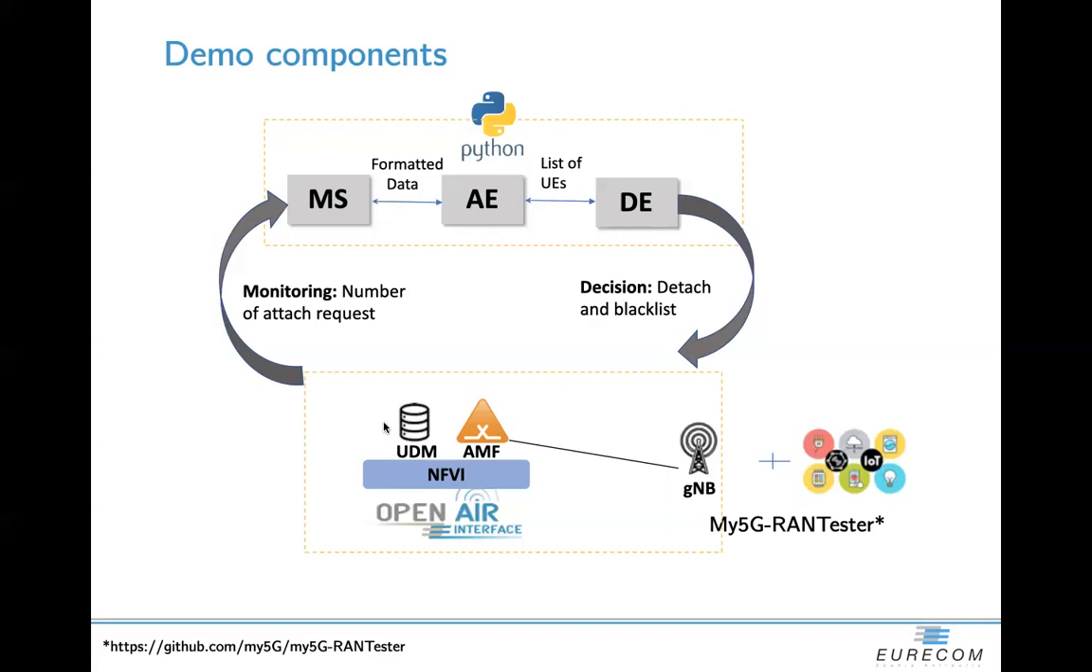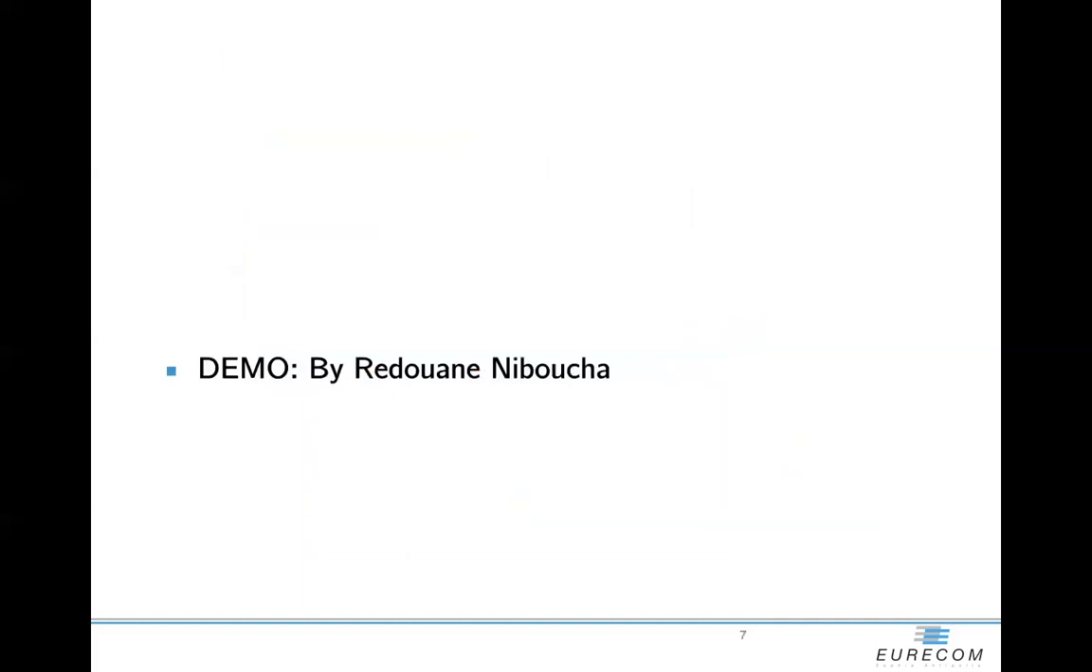The AMF then sends the detach if some users are detected as malicious, and includes in the UDM these users as blacklisted, to be forbidden from future access. Time now for the video, which will be presented by Radwan Nibusha, who is a former team member of the NetSoft group.